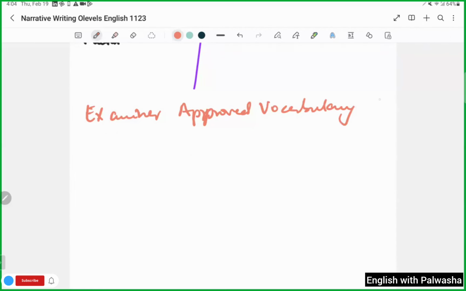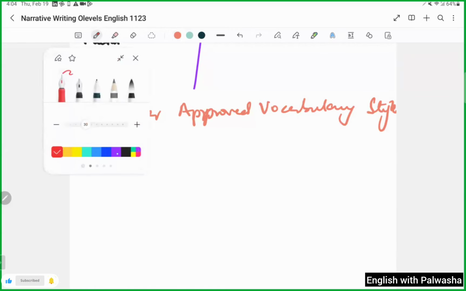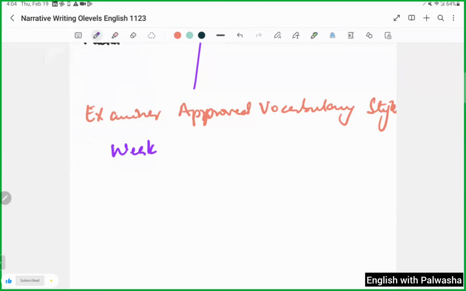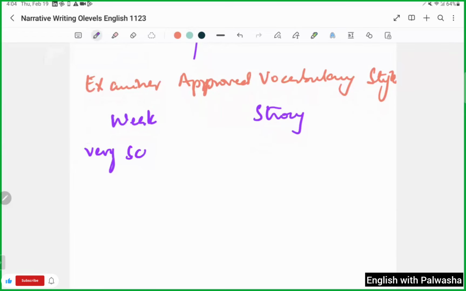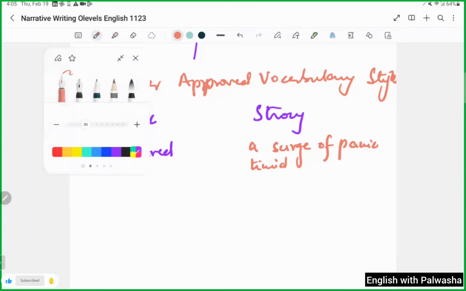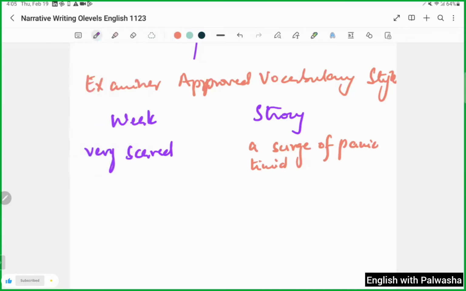First, I'm going to give you the examiner approved vocabulary style, which you have to follow. Let's suppose there are some words which are quite weak, and now I'm going to give you the strong words. If I give you the words very scared, how can you turn it into the strongest one? Timid, okay. Or a surge of panic, right? It's going to be strong when you talk about a surge of panic. Timid is also fine. Frightened is fine, but this is not the switch of vocabulary I'm talking about. I'm talking about how you don't have to make your vocabulary weak.